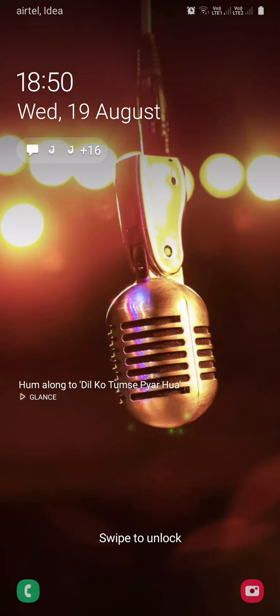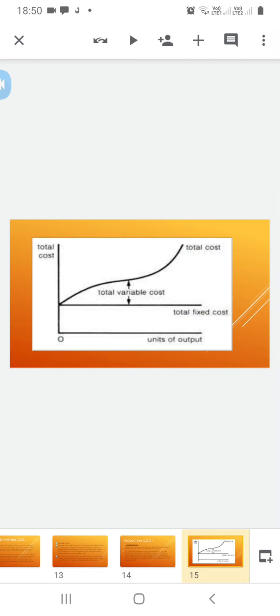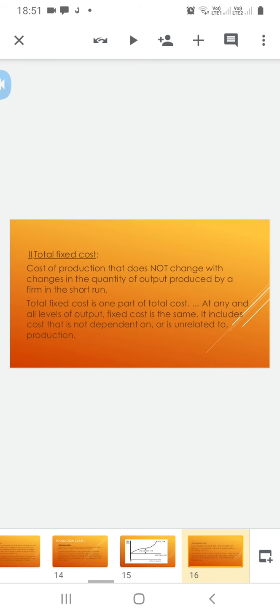At this point, the optimal combination of the fixed and variable factors is reached. Beyond this point, as increased quantities of the variable factor are combined with the fixed factor, the productivity of the variable factor declines and the AVC rises. Average variable cost is obtained by adding the total fixed cost and total variable cost, TVC. Total fixed cost.